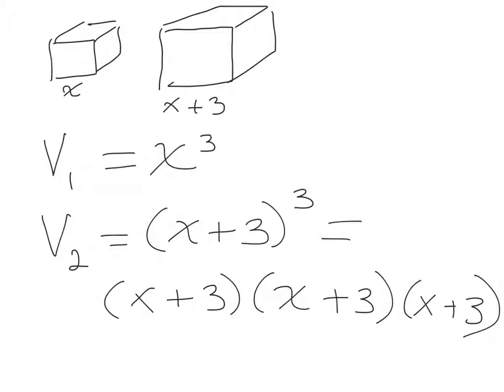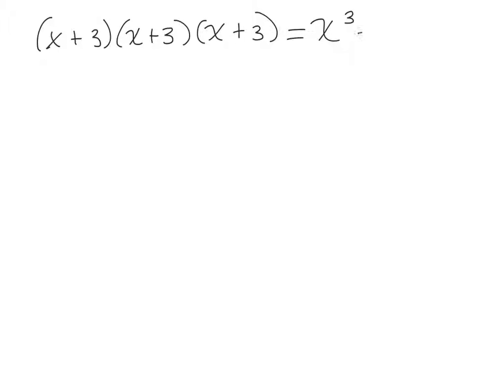Okay, now we're going to have to set up an equation. Our equation is this: x plus 3 times x plus 3 times x plus 3 equals the original volume increased by 1,413. Okay, looks like we have a polynomial equation of some type. Okay, let's simplify or multiply out this left side.